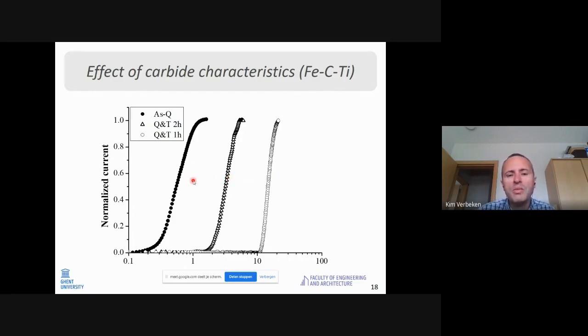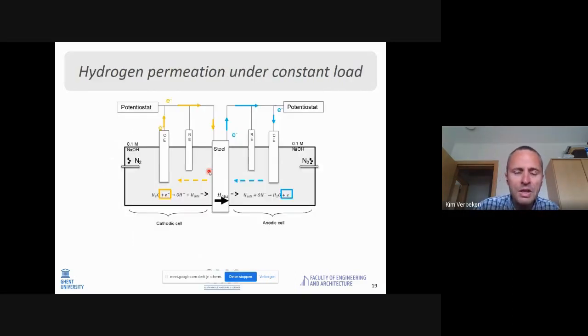Now, in a minute, I will show you some thermal desorption spectroscopy data performed on these materials in order to demonstrate this trapping effect of the titanium carbide and how it evolves with tempering. But before that, I want to first give you some other results of the hydrogen permeation test. Namely, we do the same test, but we put stresses on your material. It was already mentioned this morning that stresses are important.